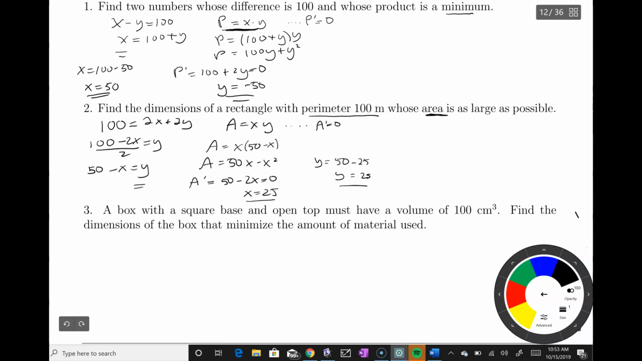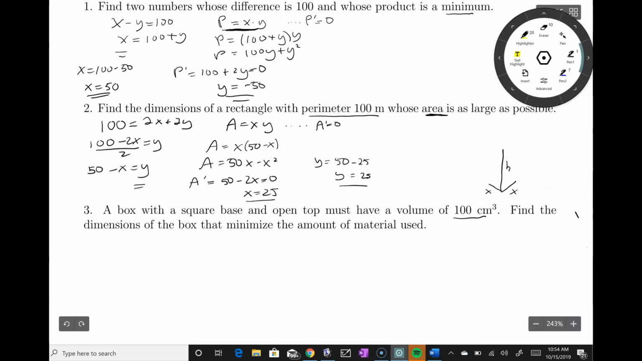All right, so finding this volume of this box wants to be 100 cubic centimeters. So to draw the box, it's got a square base, x, and a height of h. It's not a cube necessarily. So I want to find the volume, which is going to be x squared h, and that's 100. So that's our constraint, and I want the amount of material used, that is surface area. So I want to minimize the amount of surface area.